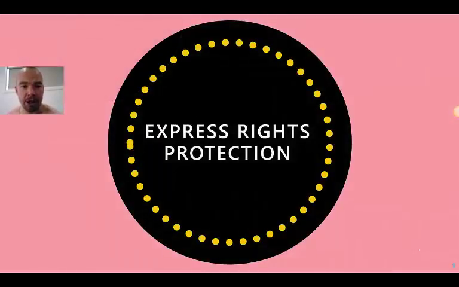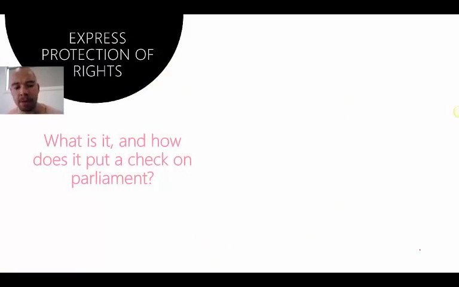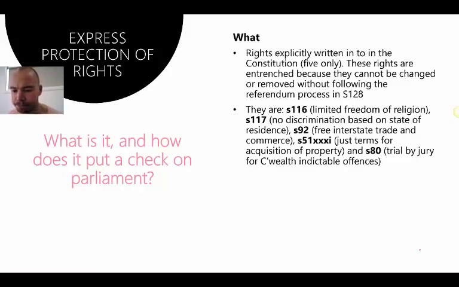So a bit more of a straightforward one. Express rights protection are another way in which Parliament is restricted by the Constitution. So express rights are rights that are explicitly written into the Constitution. They're listed in the Constitution, they're enumerated in there. They are entrenched, they can only be changed through a referendum, section 128. We have 5 express rights, as I just said.